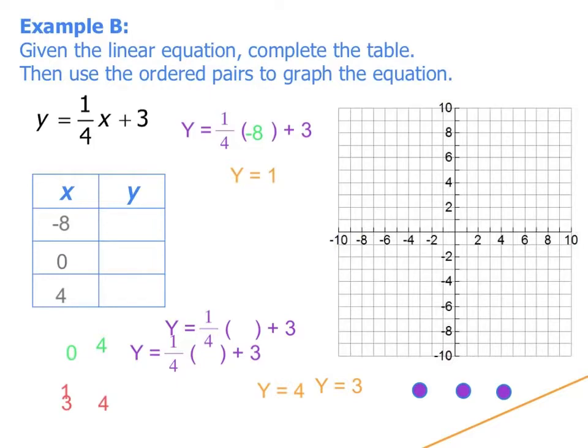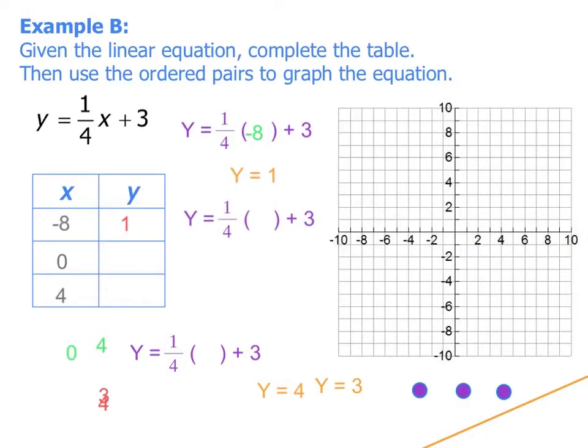And again, I don't have to do this math in my head. I have a calculator. I could do 1 divided by 4 in my calculator times -8 plus 3. I don't have to write anything out. I could just use my calculator, and it will give me the correct answer. So I know that any time that I substitute -8 into this equation, I'm going to get +1.